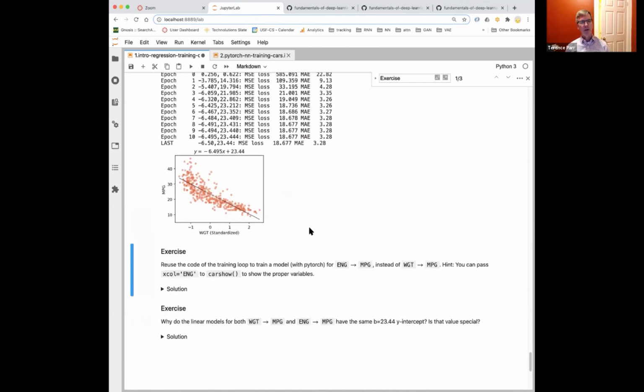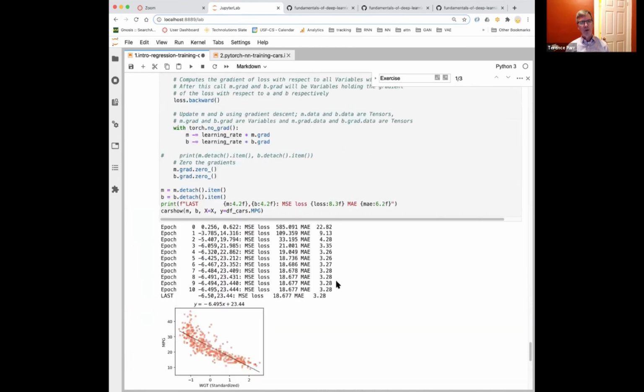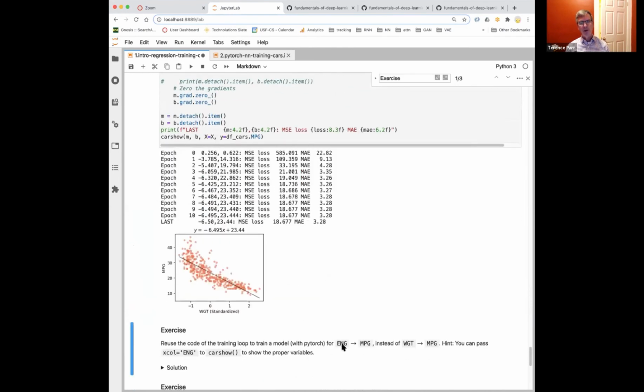Okay, so I've got some exercises for you here. What you should do, and I've got the full solution if you want to just dig through here, is basically solve the same problem, except instead of weight to MPG, you're going to use the engine size and horsepower to MPG. It's super easy, but it'll get you used to doing this thing.